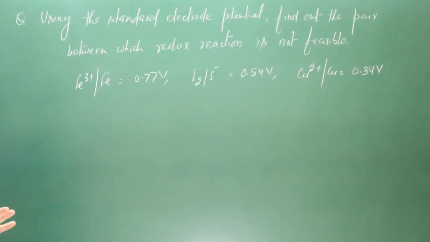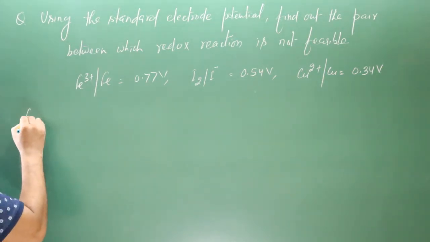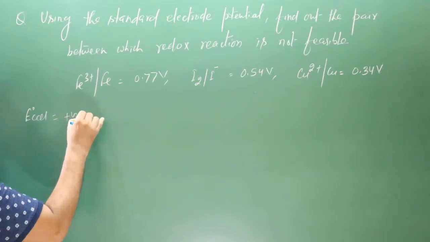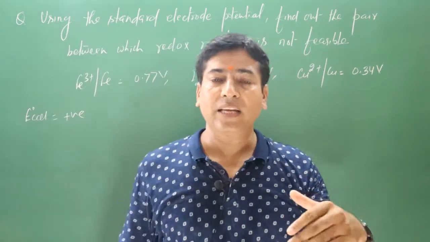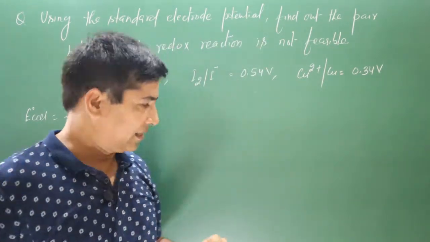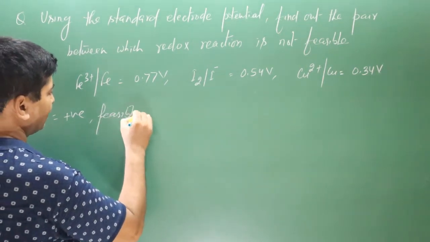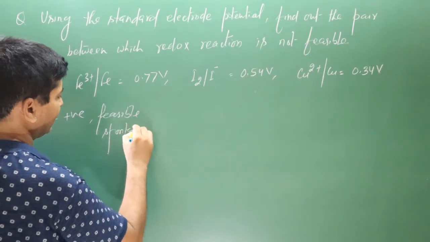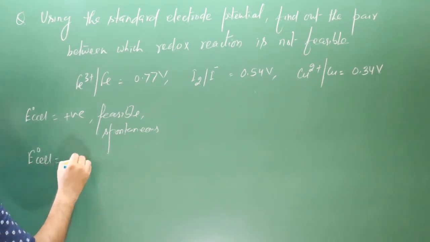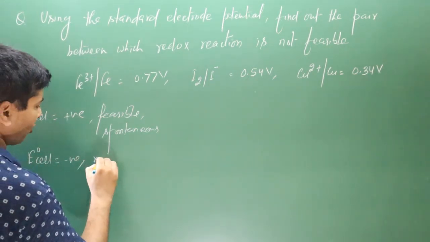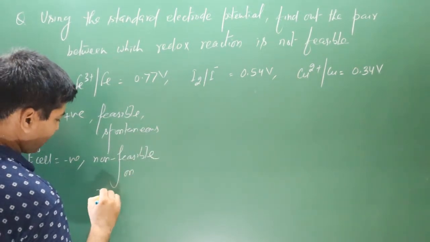Always keep in mind, for a cell reaction taking place in an electrolytic cell, when we calculate standard electrode potential by using the formula E naught cell is equal to E naught reduction minus E naught oxidation, if E naught cell value is coming positive, that reaction will be feasible by nature, or we can say spontaneous by nature. If E naught cell value is negative, that cell reaction will be non-feasible, or we can say non-spontaneous. Remember, very simple information.